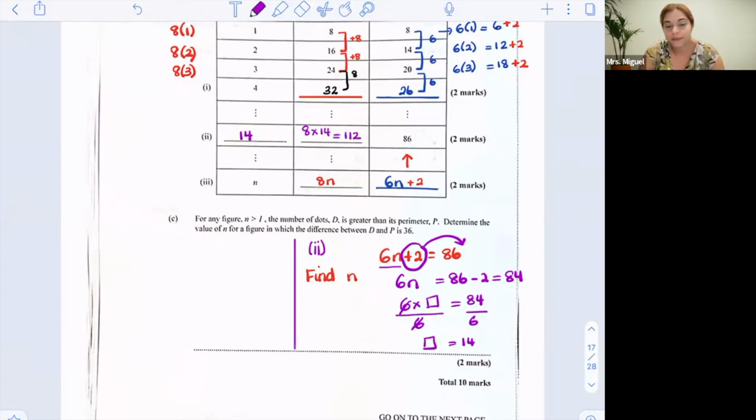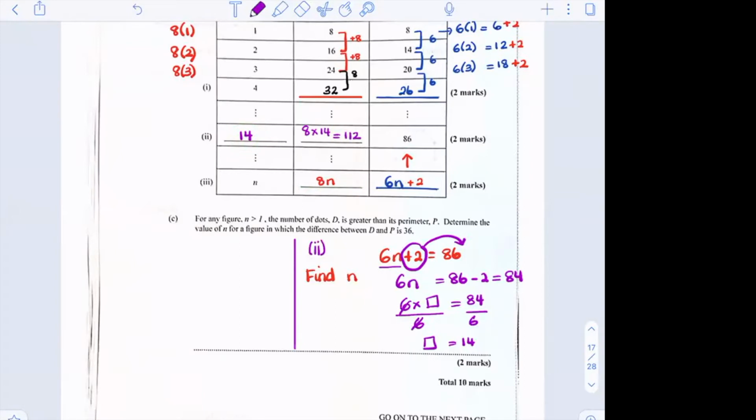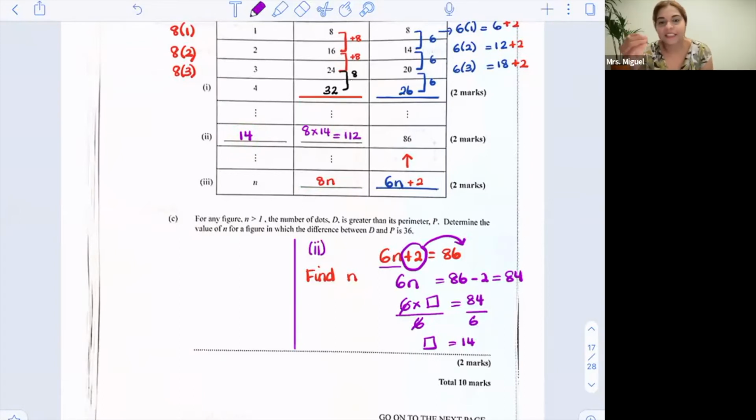Did you all get that? Yes, ma'am. So if there is nothing in the paper that you can do as quickly, it should be question 7. But it takes practice. And the more questions we do, the faster you will be able to answer it.